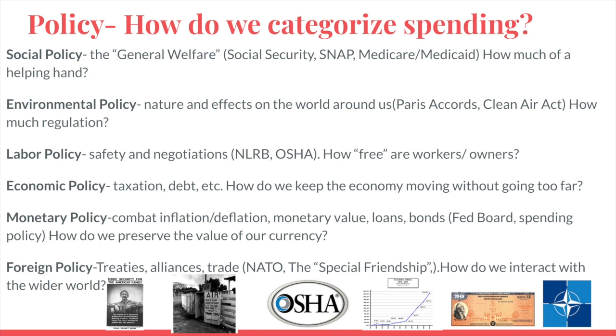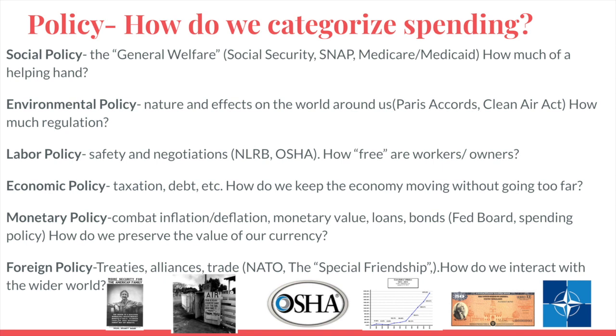Now, how do you categorize that spending? This is pretty simple, but let's go through it. You could have social policy spending, and keep this stuff in mind as you're writing your bill this week. So this is paying for the general welfare: Social Security, SNAP, Medicare, Medicaid. How much should the government be spending on helping out Americans versus how much should Americans be self-reliant or looking for charity to help afford things that they need to keep going? That changes with administrations, and it changes with the national attitude of the country.